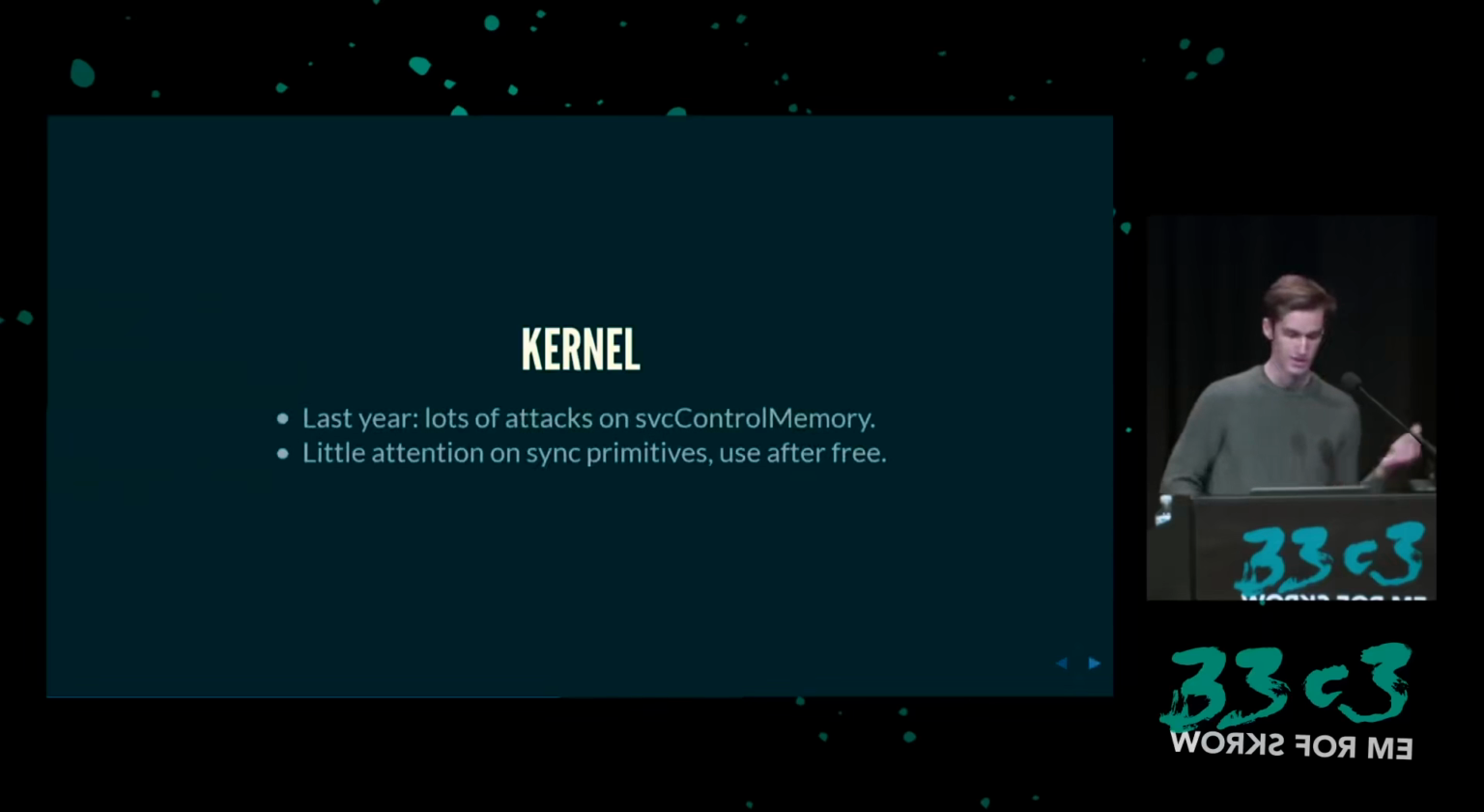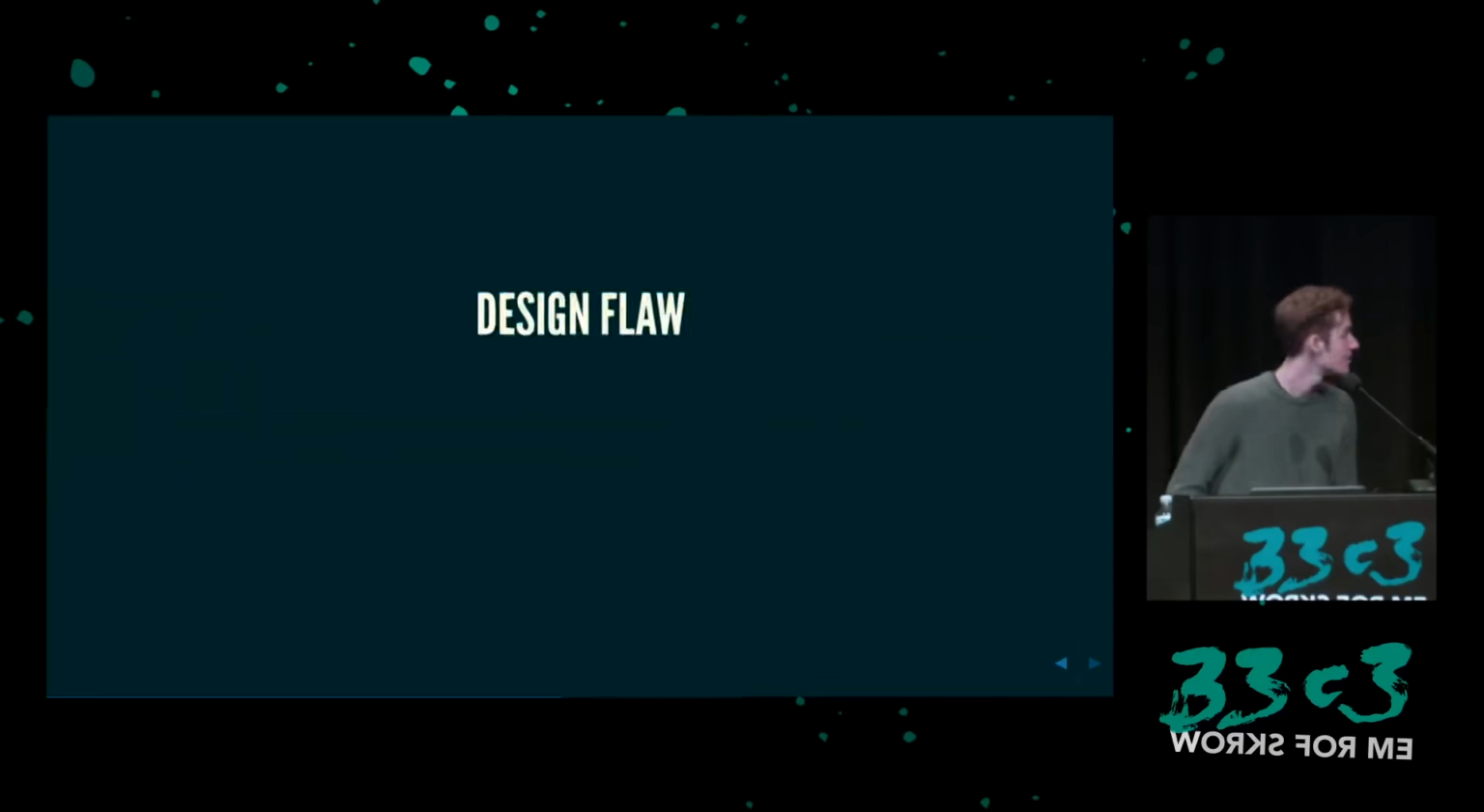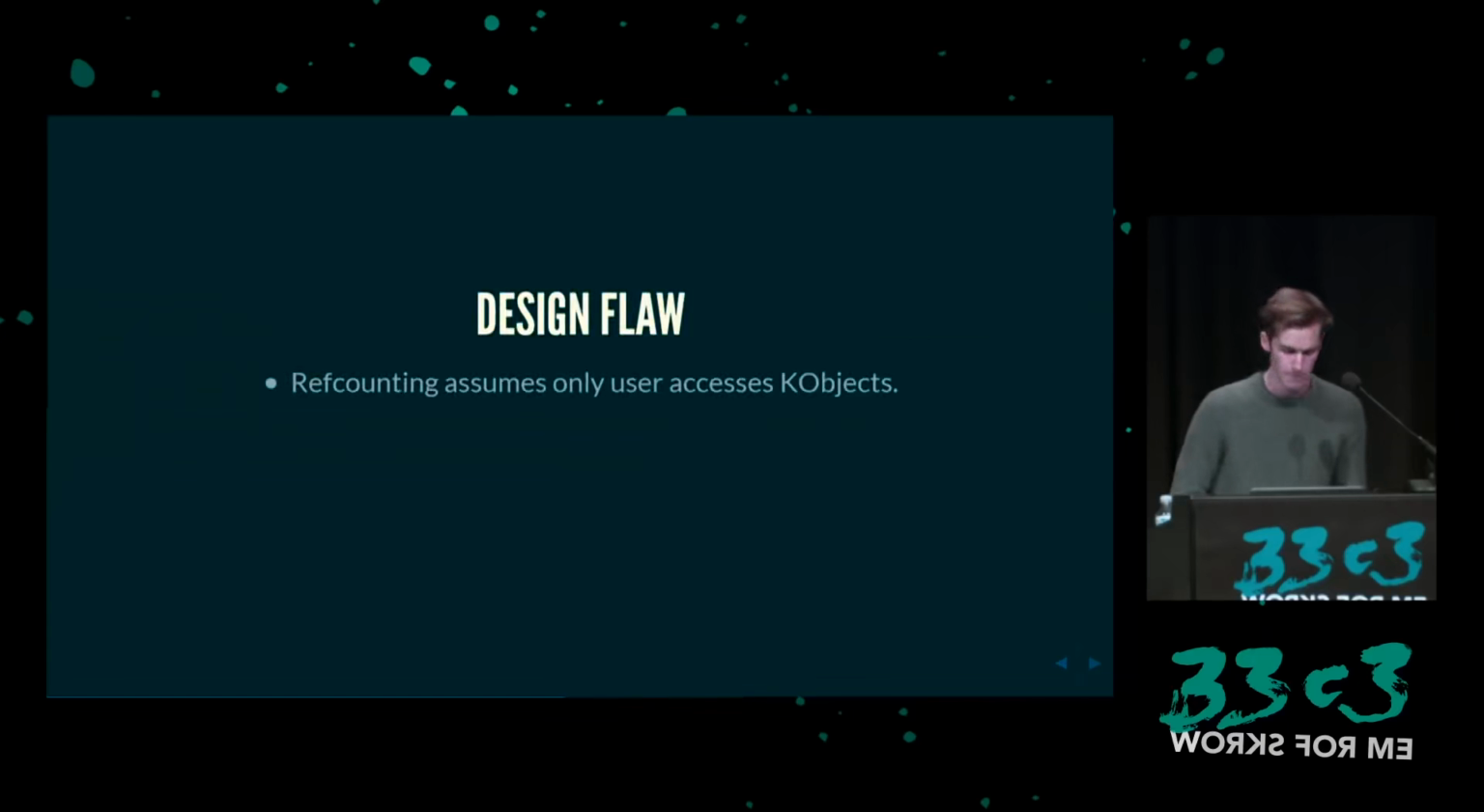So I looked at last year's talk here and what had been done so far, and it seemed like there were a lot of attacks on the memory mapping. But I didn't see much about the sync primitives or anything related to use after free. And I had just got a pretty bad grade on my OS project because I had a lot of those. So I knew this is a good place to look. I noticed a design flaw when I was reversing the ref counting. It's not so much that they couldn't possibly get this right, but generally when you're designing an API, you want to make it really hard to abuse. And this is just not really true for how they do ref counting.